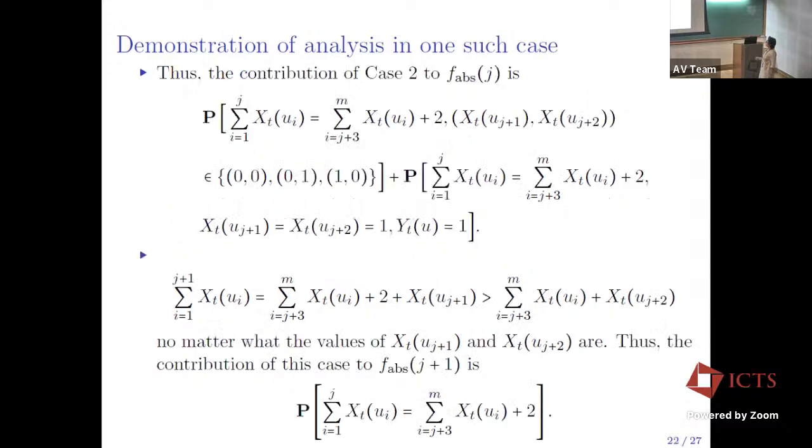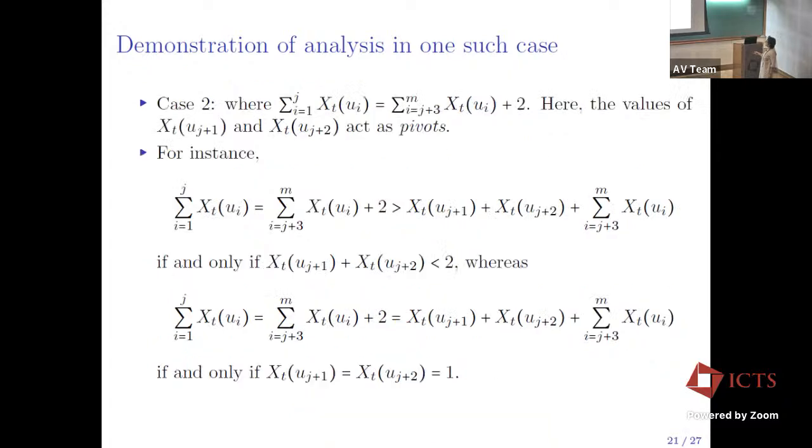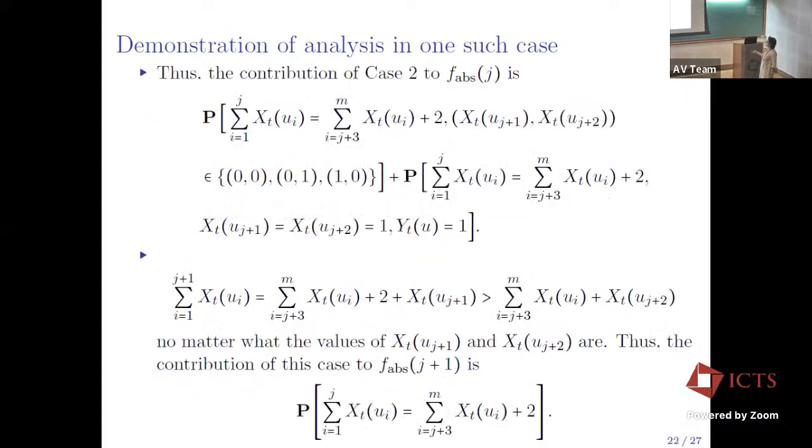Okay, so we see that the contribution of case 2 to the computation of f absolute j is given by these two parts. One is, as I said, the part where there is strict inequality, so where X_t(u_{j+1}) and X_t(u_{j+2}) sum to less than two. Those are the three possibilities, or else they are both equal to one. And now you have to bring in the tie-breaking fair coin toss.